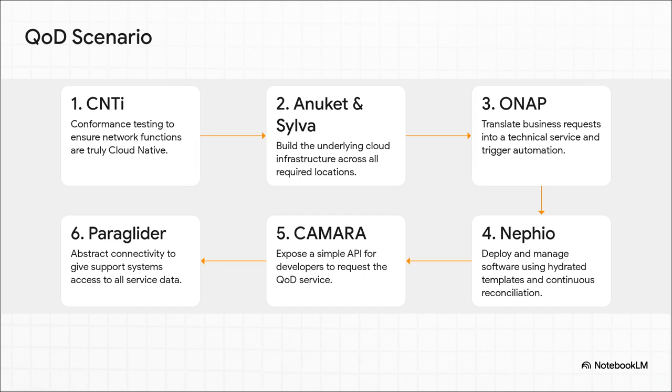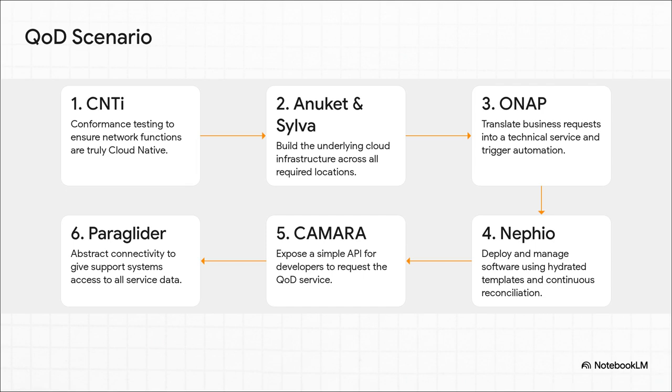Now what happens? In step 3, a business request comes in. A new enterprise customer is signed up for a premium, low-latency service. A higher-level orchestrator, like ONAP, receives this request from the business systems. Its job is to translate this business need into a technical service plan. It figures out all the pieces that need to be put in place. For the specific part of that plan that involves deploying and configuring the software on the cloud platform, it knows the right tool for the job. It makes an API call and triggers Nephio to do its work.